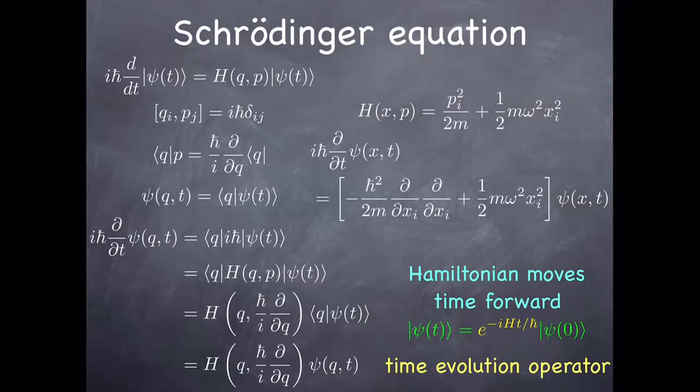So the Hamiltonian is special because it moves time forward. And the way the Hamiltonian moves time forward can formally be given by this exponential unitary operator, which is called the time evolution operator for obvious reasons. So I'm adding this extra bit to what we discussed on Wednesday.